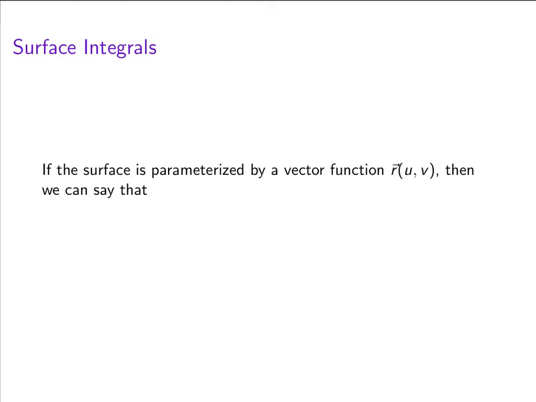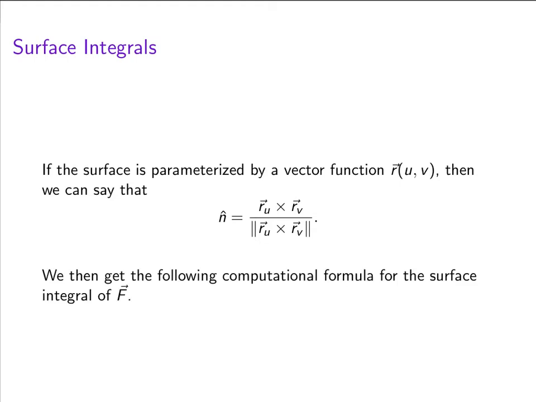Let's say that our surface is parameterized by a vector function, r of u, v. Then we'll just use our normal vector to be r_u cross r_v, and then we'll scale that down to be a unit vector. That means we get a nice computational formula for the surface integral of F.